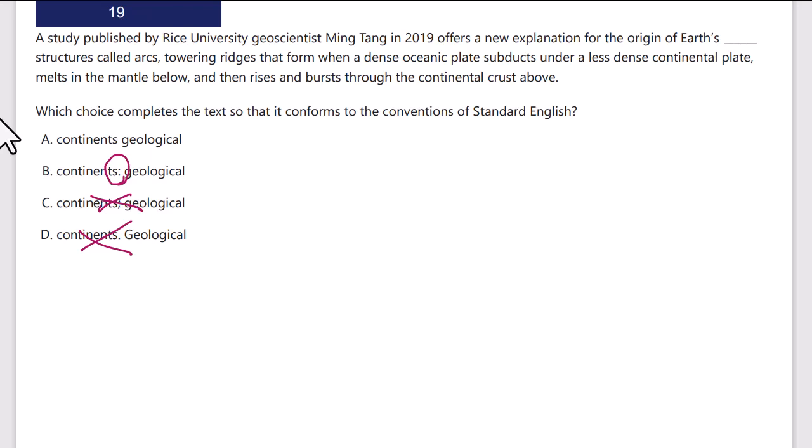Geological structures called arcs, comma, towering ridges that form when a dense ocean plate subducts under a less dense ocean plate. That's modifying, telling you what these arcs are, these towering arcs. Melts in the mantle below and then rises and bursts through the continental crust above. That's essentially what the origin of Earth's continents are. These arcs that do all these things. This is going to be the right answer, B. It's going to be a colon followed by an explanation of what the origin of Earth's continents actually are.